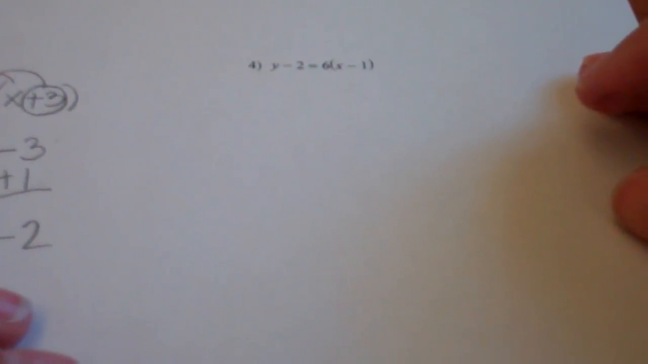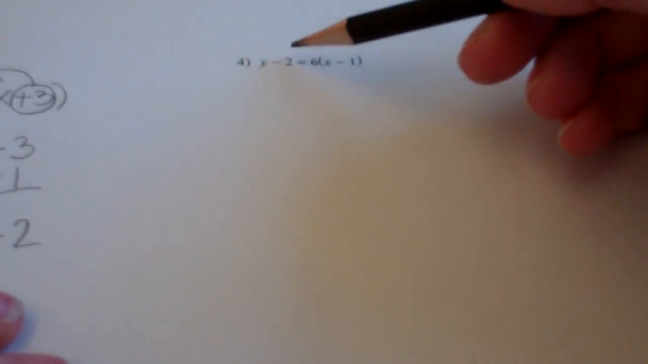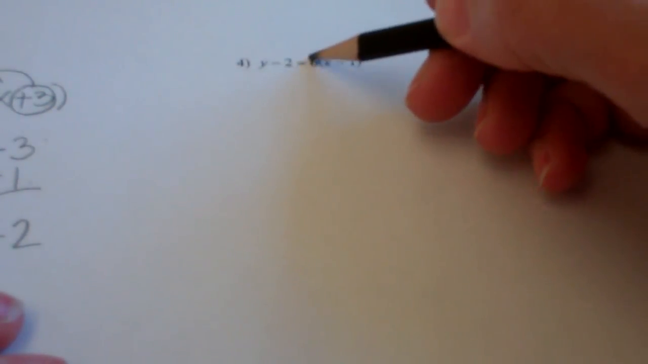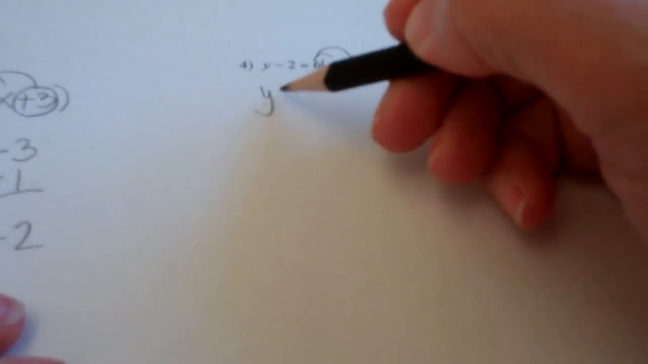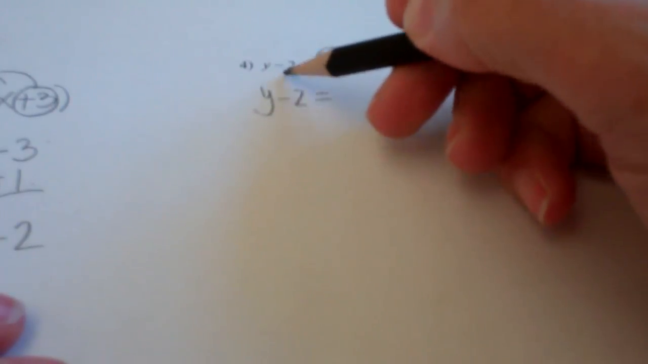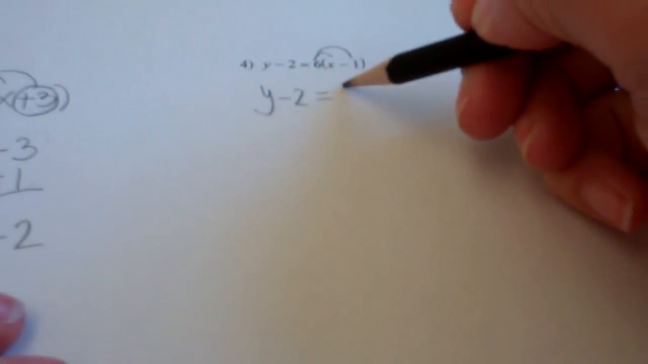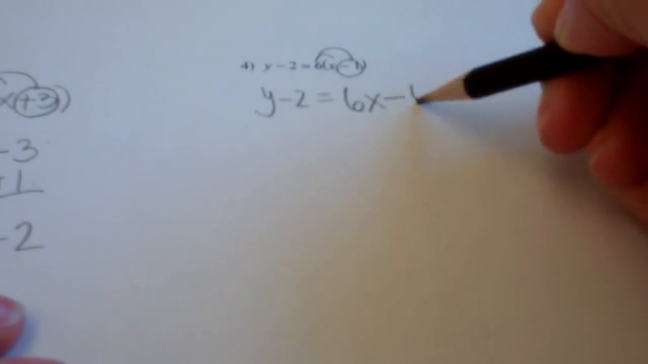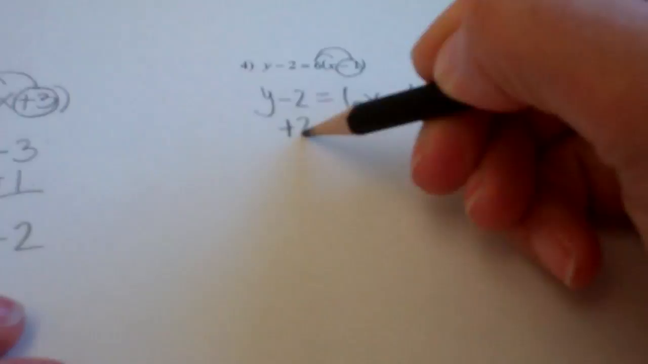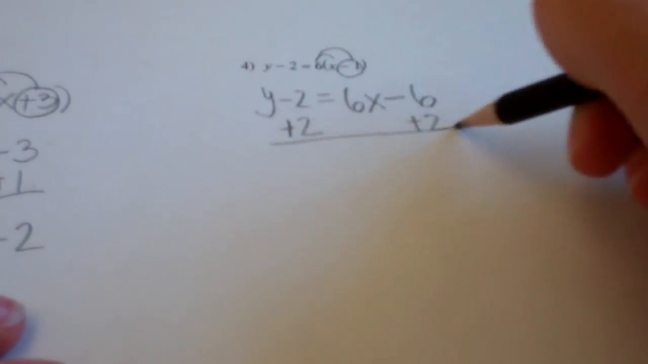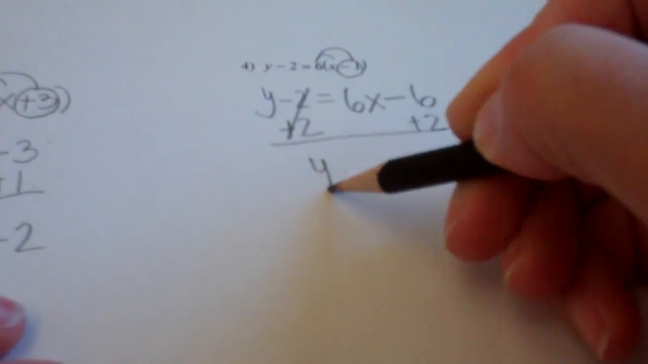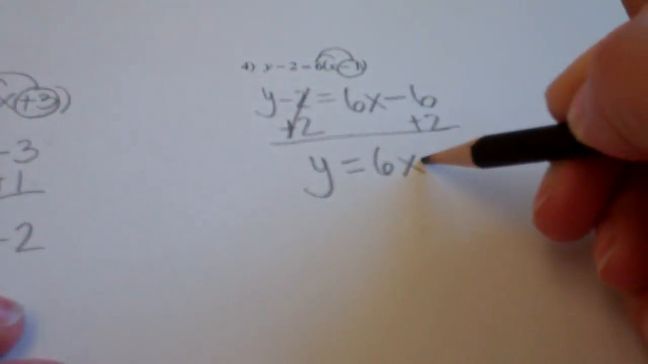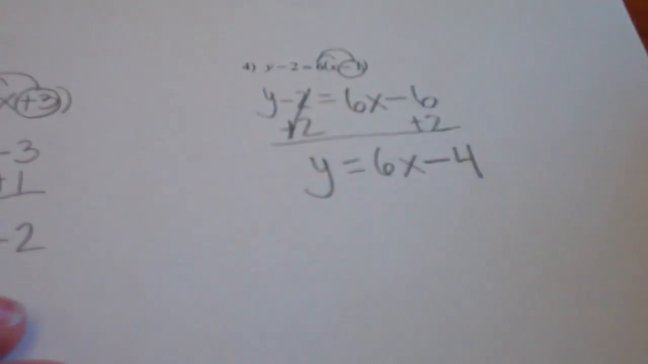And the last example that we did in class, y minus 2 equals 6 times the quantity x minus 1. We're going to be distributing the 6 once again to get rid of the parentheses, bringing down this side. 6 times x is 6x. 6 times negative 1 is negative 6. We're going to be undoing the minus 2, combining it with this minus 6, so y equals, bring down the 6x, negative 6 plus 2 gives you minus 4.